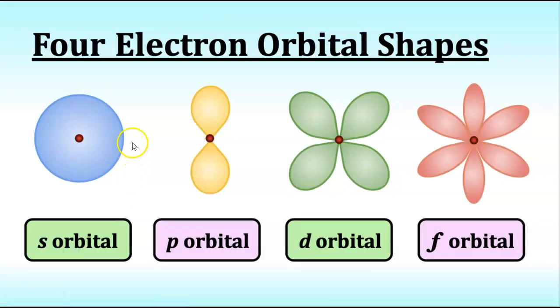So s orbitals have a spherical shape. P orbitals have this kind of like figure 8 shape. D orbitals are clover, and then F orbitals are kind of like a flower.